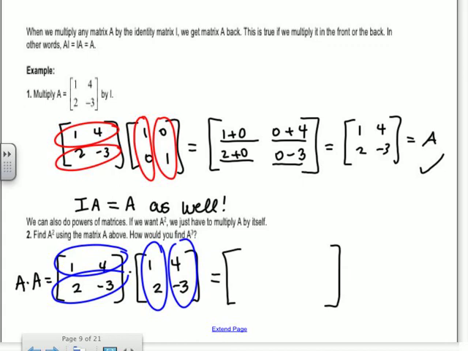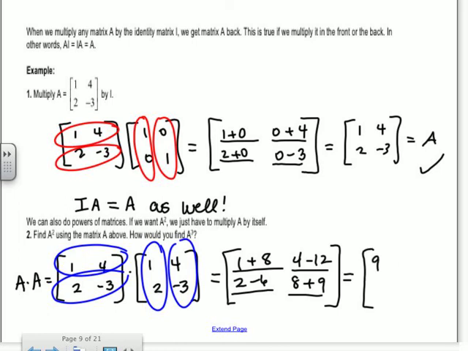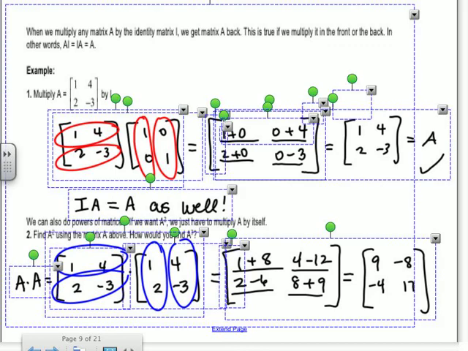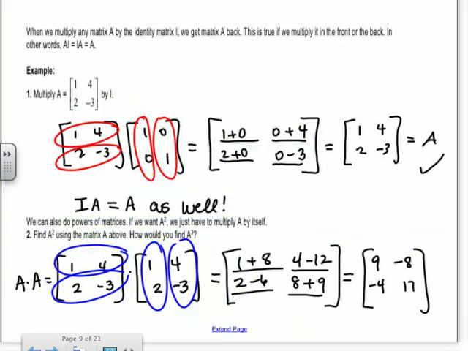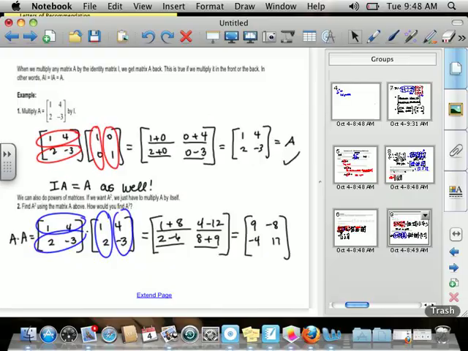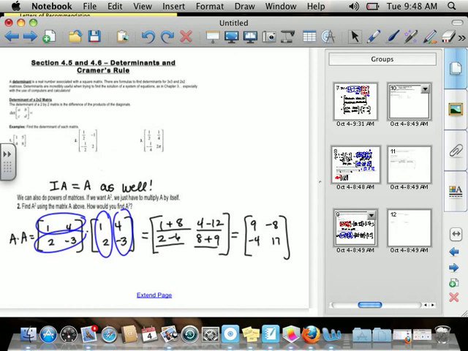Okay, so let's see what we get. So I have 1 times 1 is 1, 4 times 2 is 8, 1 times 4 is 4, 4 times negative 3 is negative 12, 2 times 1 is 2, negative 3 times 2 is negative 6, 2 times 4 is 8, negative 3 times negative 3 is 9. So you get 9, negative 8, negative 4, 17. That's what A squared is. So notice how it doesn't look anything like what you thought A squared was going to look like. Is that the last one? Yes. Okay.